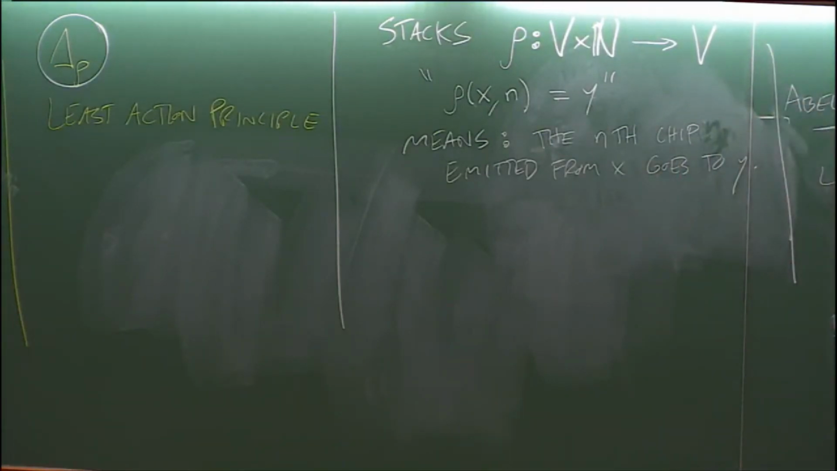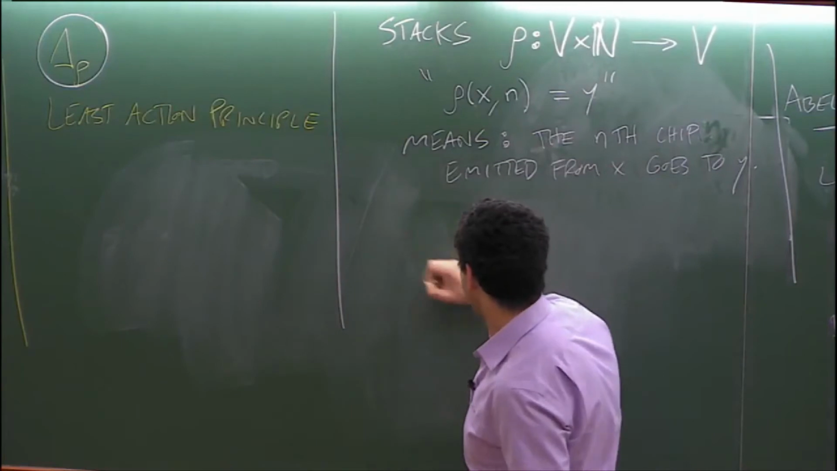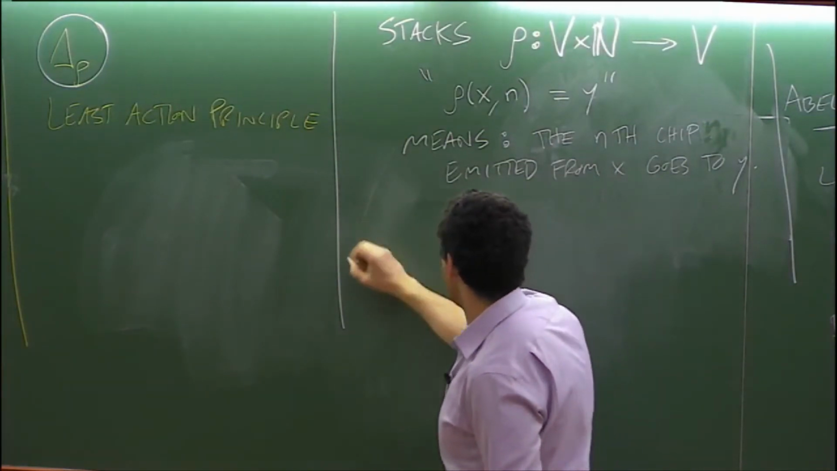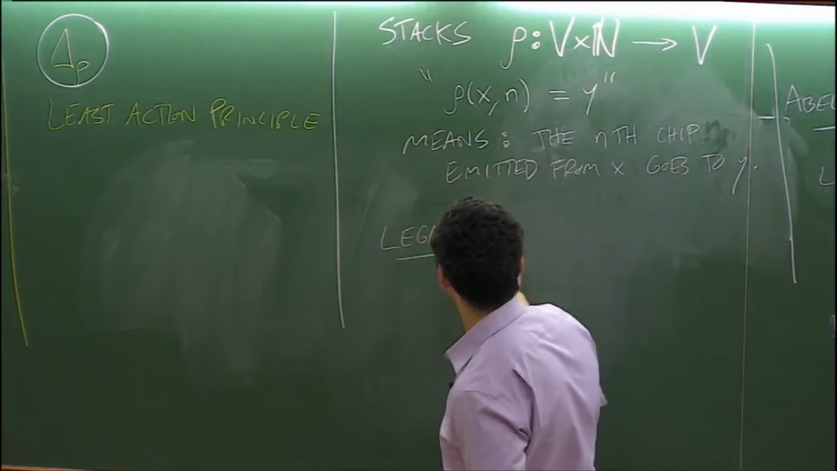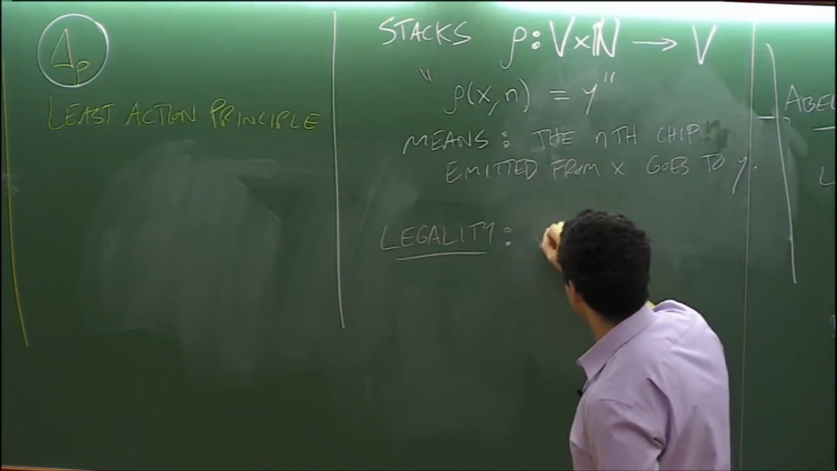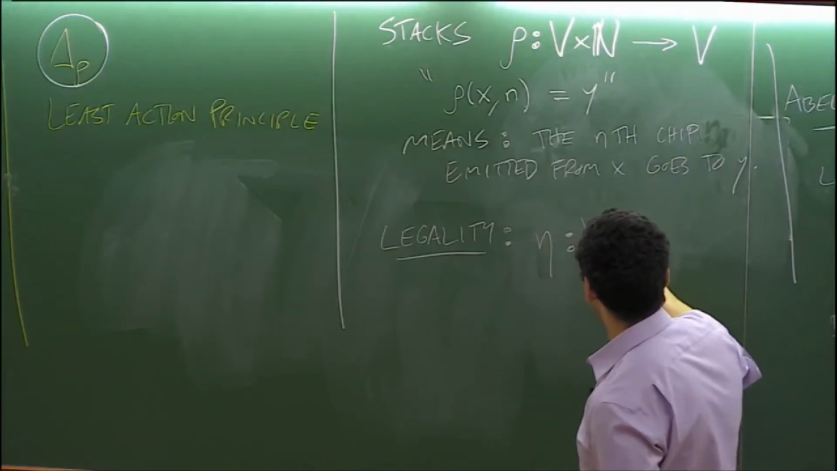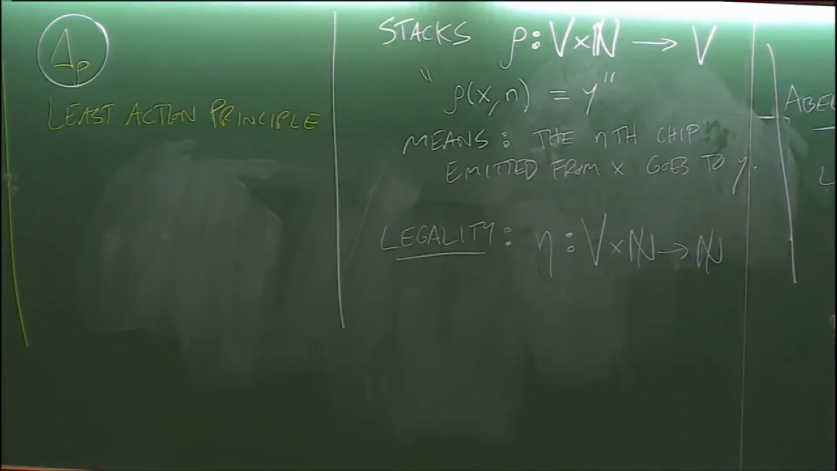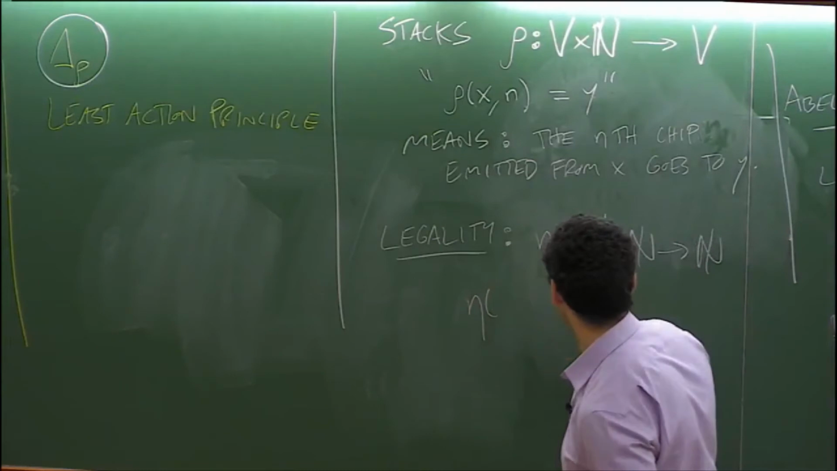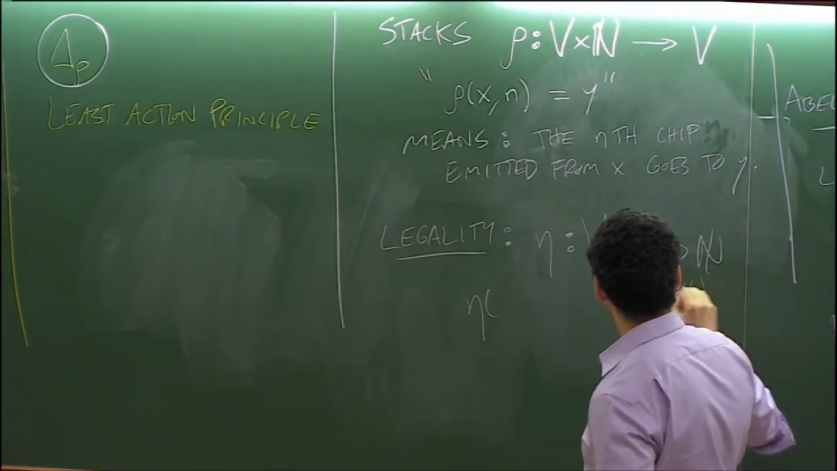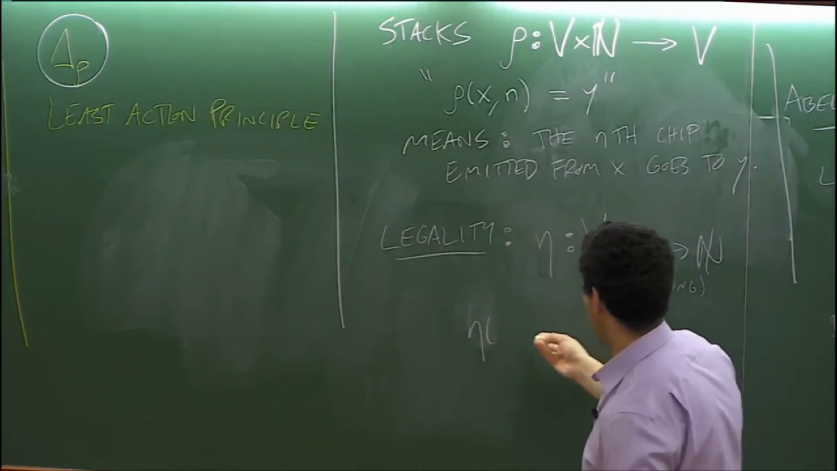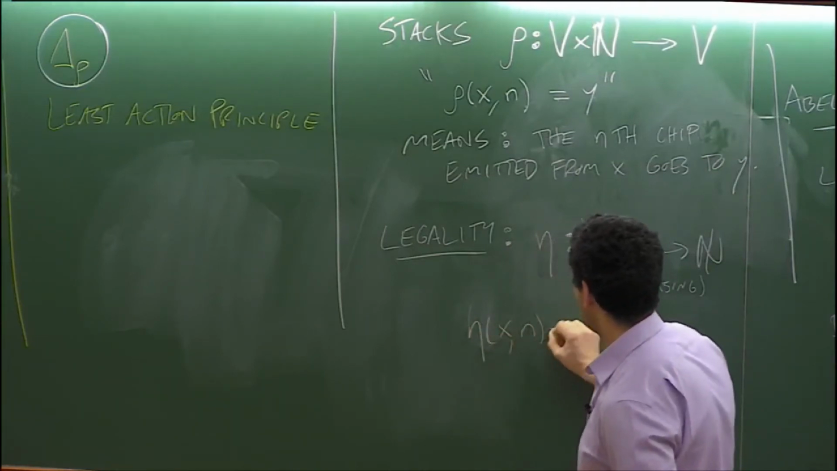Now that doesn't fully specify the model because we haven't said when it is legal to actually emit chips, okay? So to complete the specification of the model, we should also say something about which moves are legal, legality. And that's specified by a function eta from V cross N to N. And what that encodes is, so this should be monotone increasing in the n coordinate. And that tells you how many chips you're allowed to emit. So eta of x, n equals m.